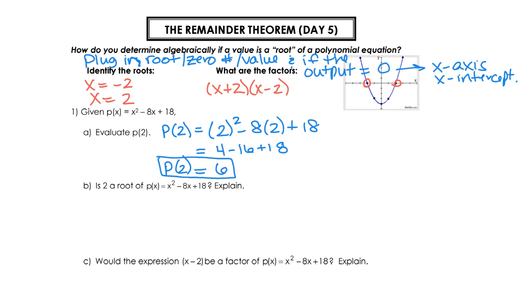All right, which means the point (2, 6) is on this graph. So now they want to know, is 2 a root of that? Well, when we plug 2 in, we didn't get 0. And so we're going to say no, because p of 2 doesn't equal 0. Remember, in order to be a root, you need to be an x-intercept, and all x-intercepts have a y-coordinate or an output of 0.